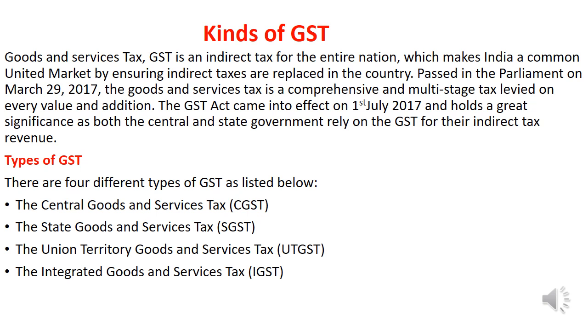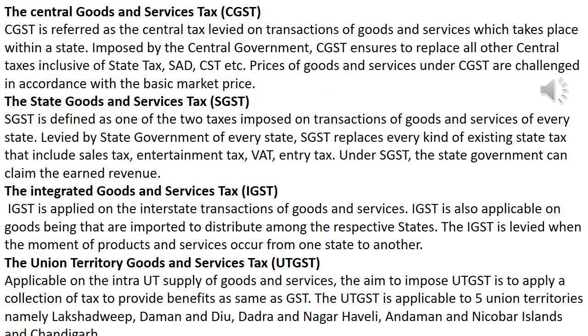So what are the kinds of GST? There are four different types of GST. They are Central Goods and Services Tax, State Goods and Services Tax, Union Territory Goods and Services Tax, and Integrated Goods and Services Tax. Coming to Central Goods and Services Tax, CGST.